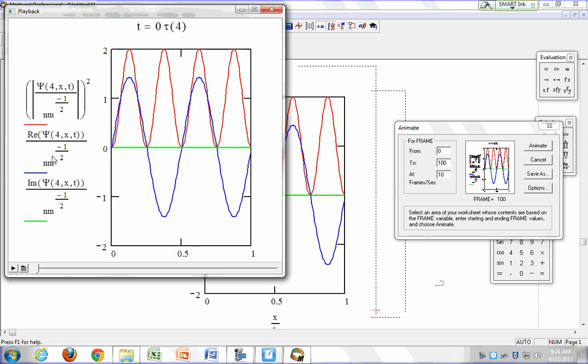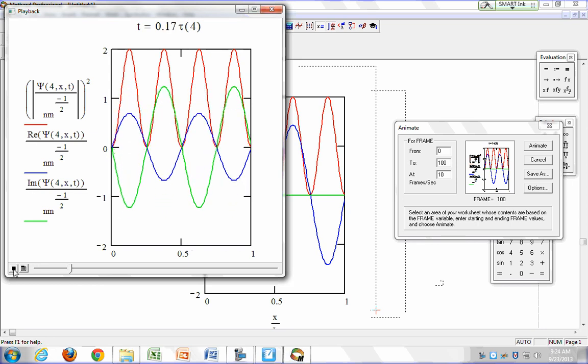Okay, and there it is. So look at what happens to the real part, which is the blue curve. Okay, look at the blue curve. It's changing. The value at any given point is oscillating in time.